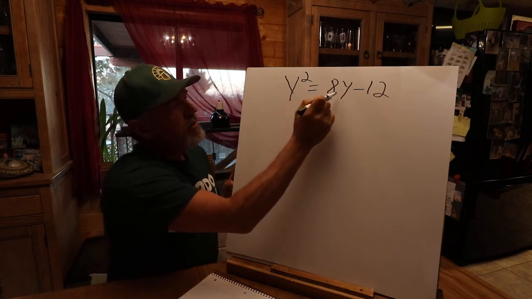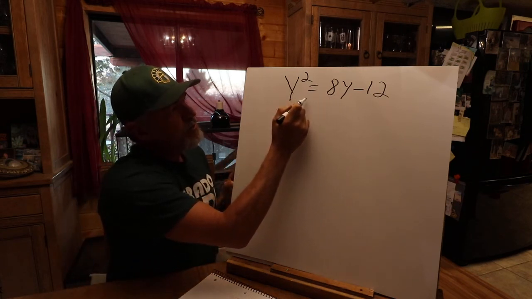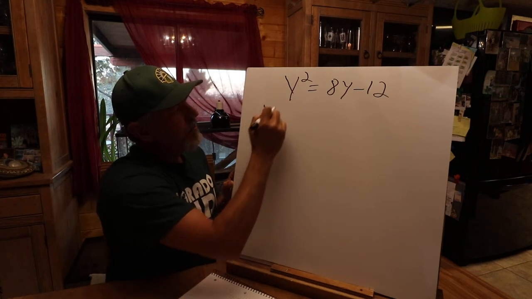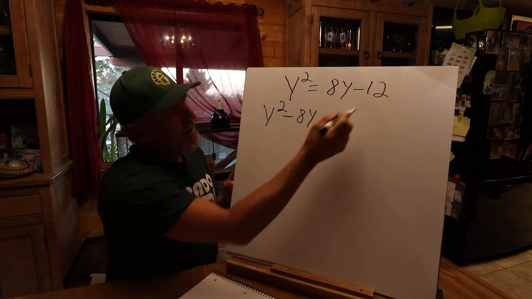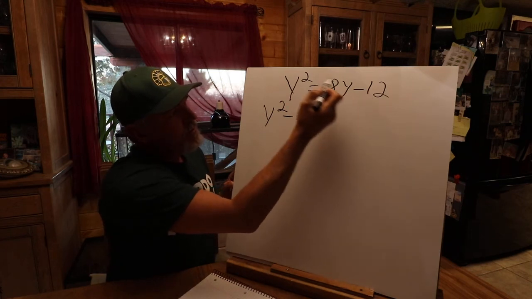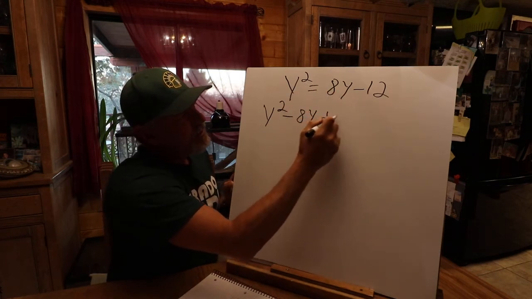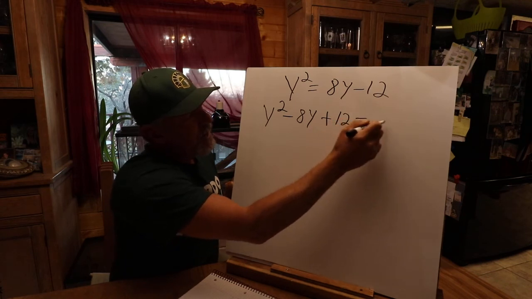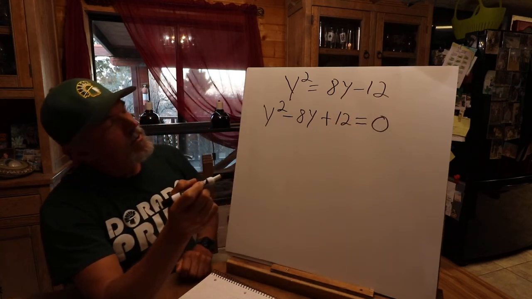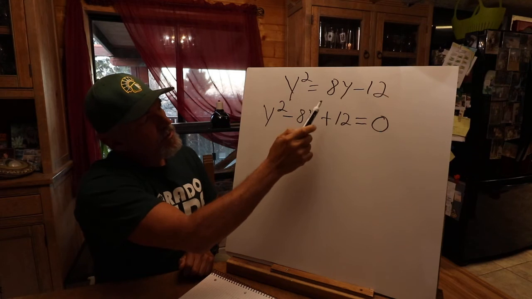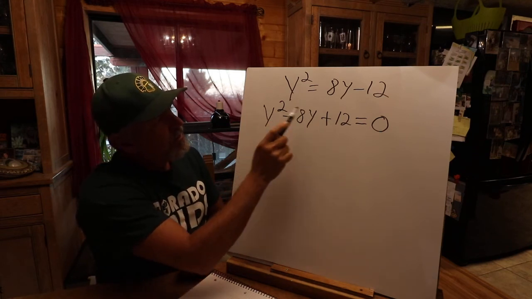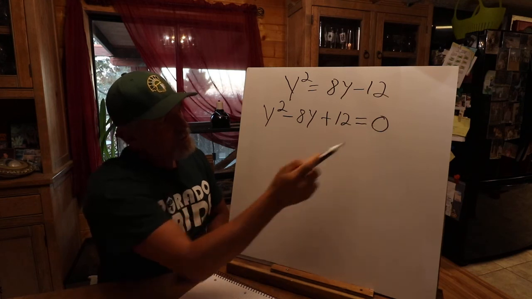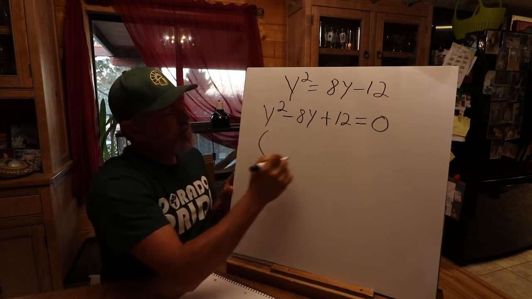So I'm going to move the 8y across the equal sign by subtracting it. And that 8y is now going to be minus 8y. That 12, which is minus 12, if I move it across, it's going to be plus 12. And now that I moved these two terms, I have it in order, the y squared, the y, and the number equal to 0. It is ready to factor.